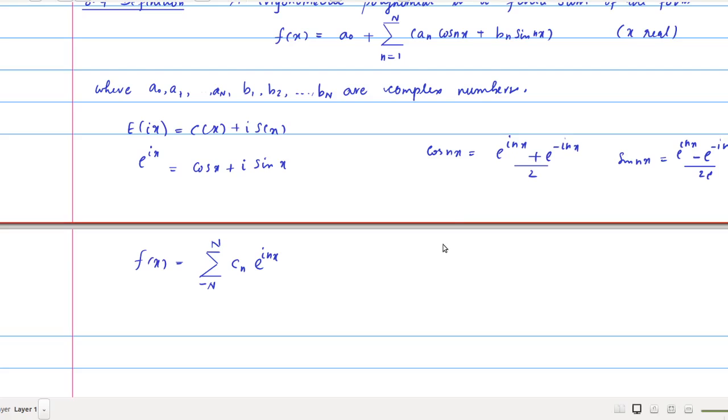I leave this derivation to you. So try to express f of x is equal to summation minus n to n. So this summation is, in fact, the small n varies from minus capital N to plus capital N. So please use these formulas to get this expression. Okay, so I leave it as an exercise.